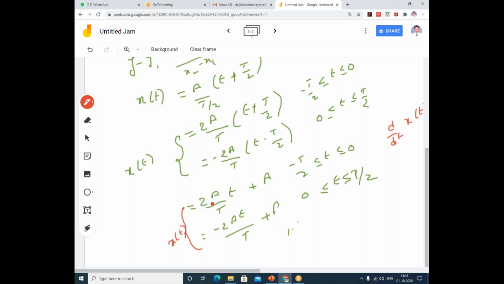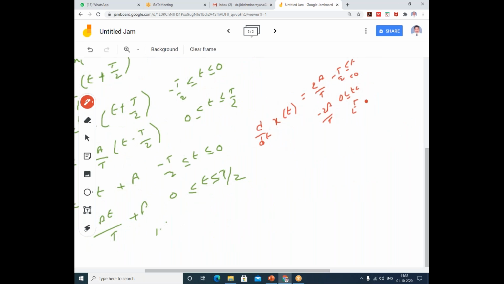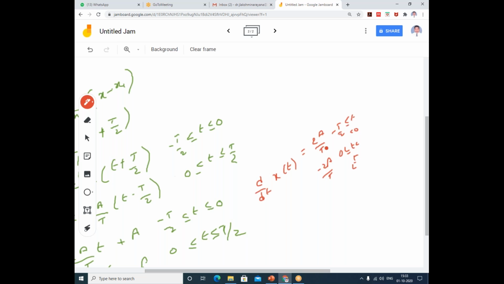Now, if you observe this part, as you are differentiating with respect to capital T, you will get 2a by capital T. Here, as you are differentiating with respect to small t, you are going to get minus 2a by T. So when you differentiate x of t, you get 2a by T for minus T by 2 less than t less than 0, and minus 2a by T for 0 less than t less than T by 2. This is the differentiation of x of t.